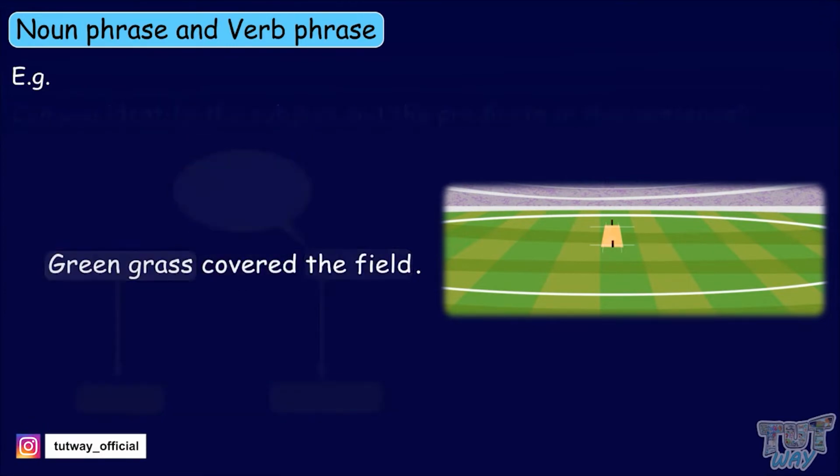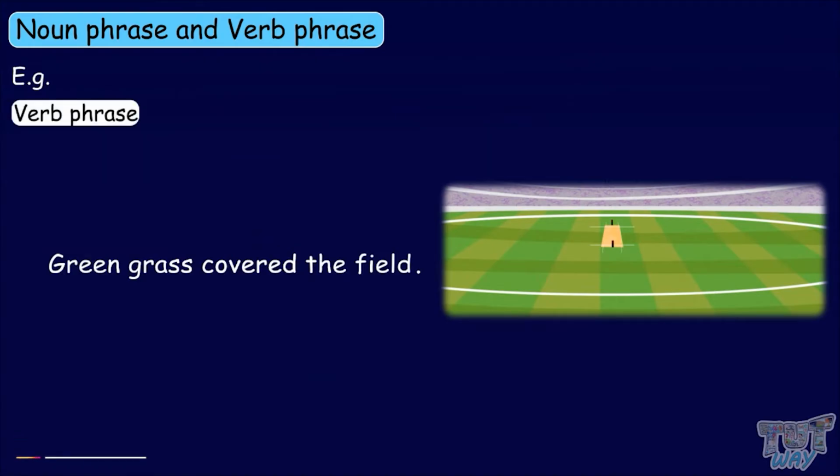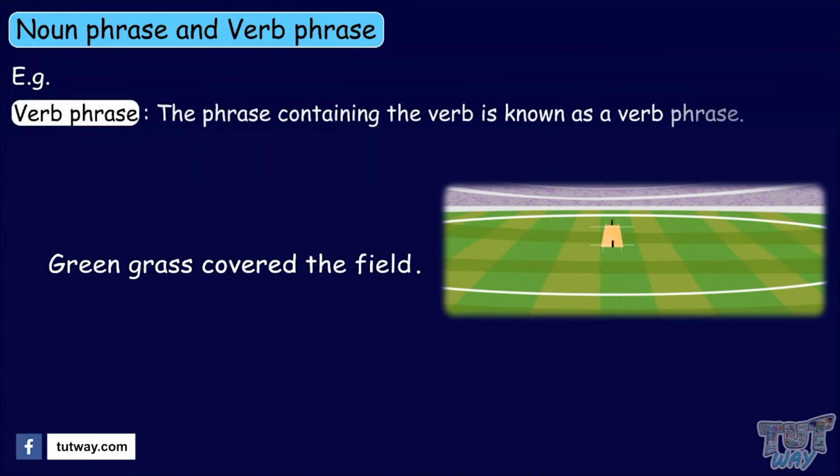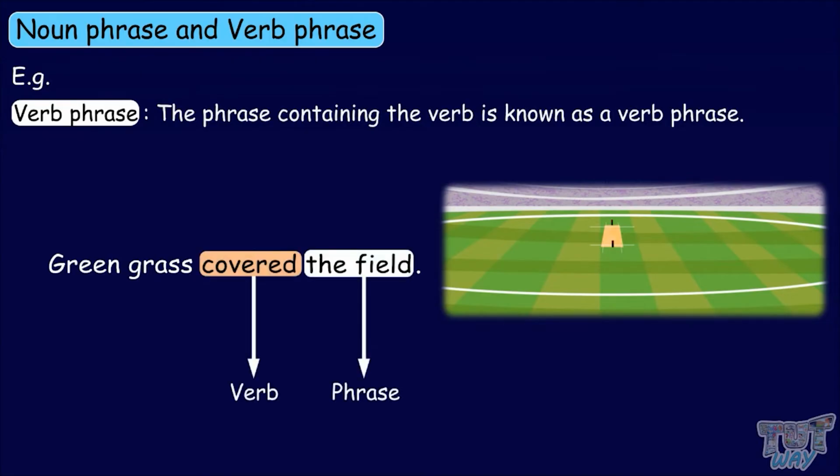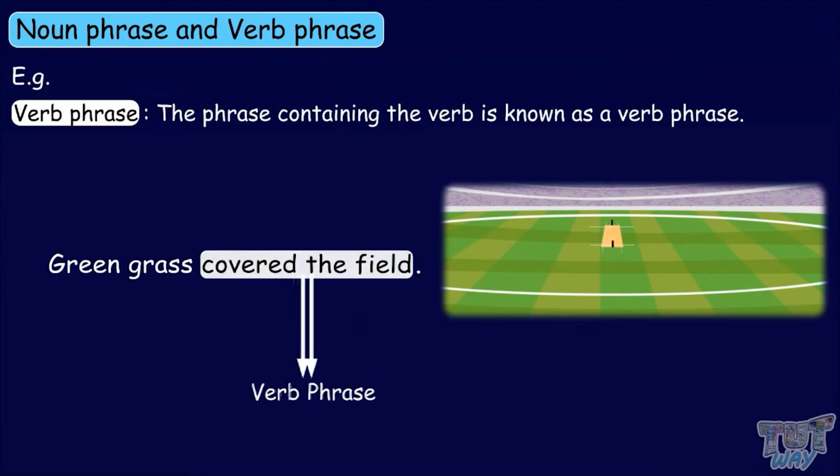Now let's identify the verb phrase here. The phrase containing the verb is known as a verb phrase. The verb in this sentence is covered. So, the phrase covered the field is a verb phrase here.